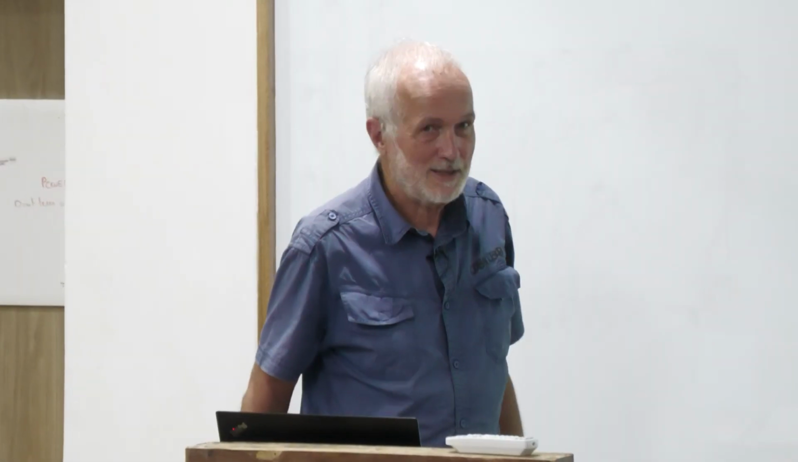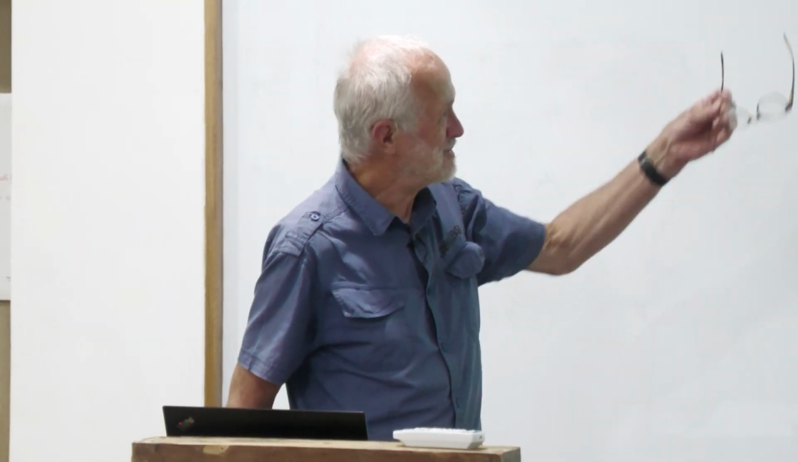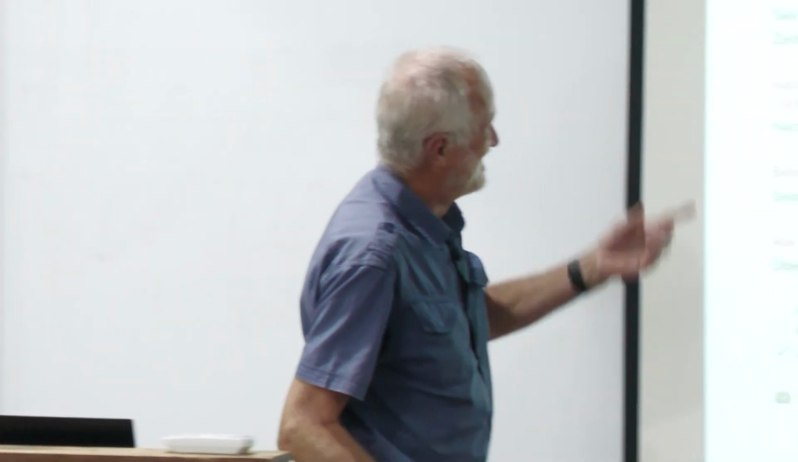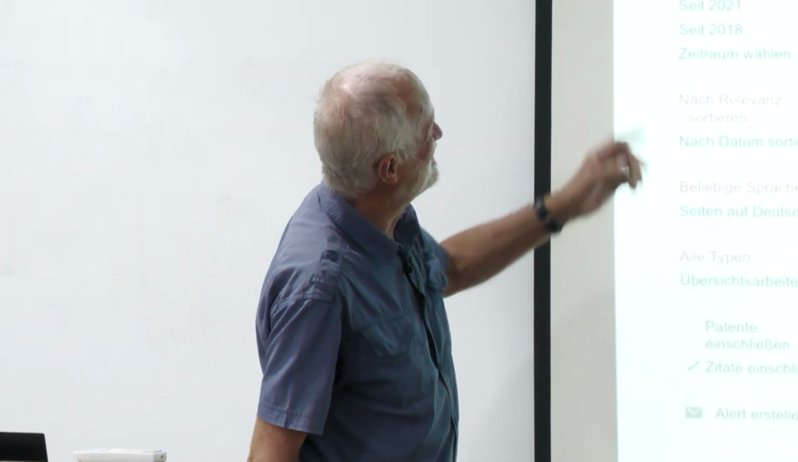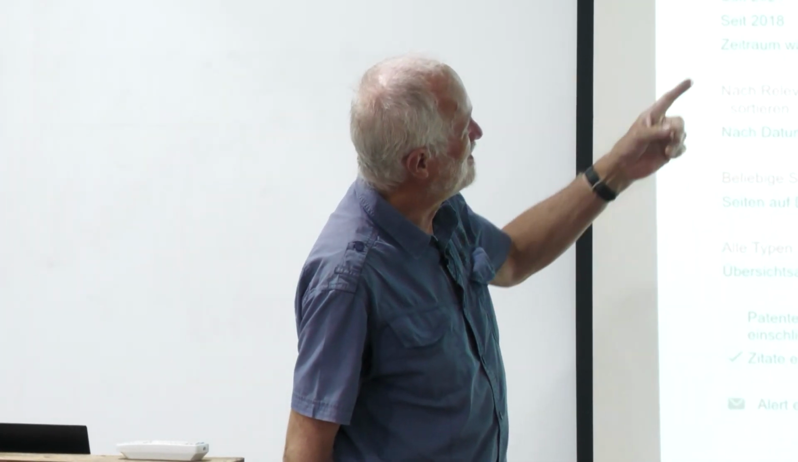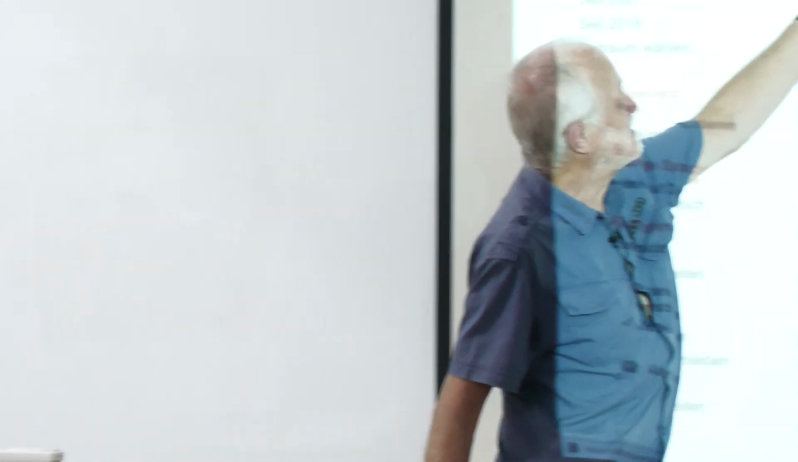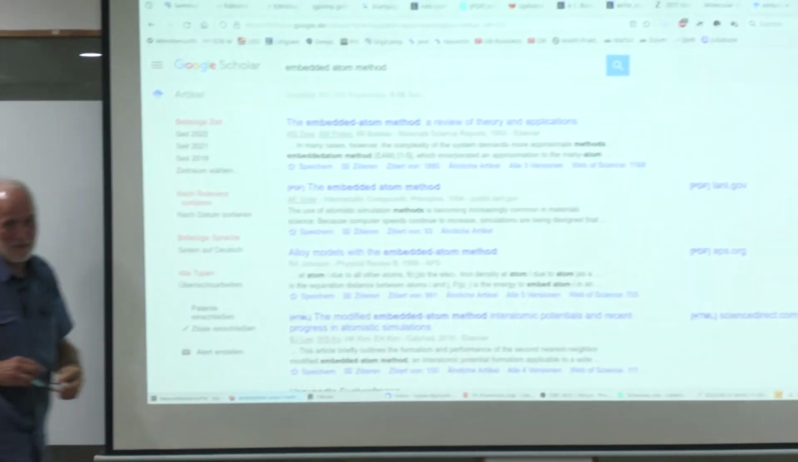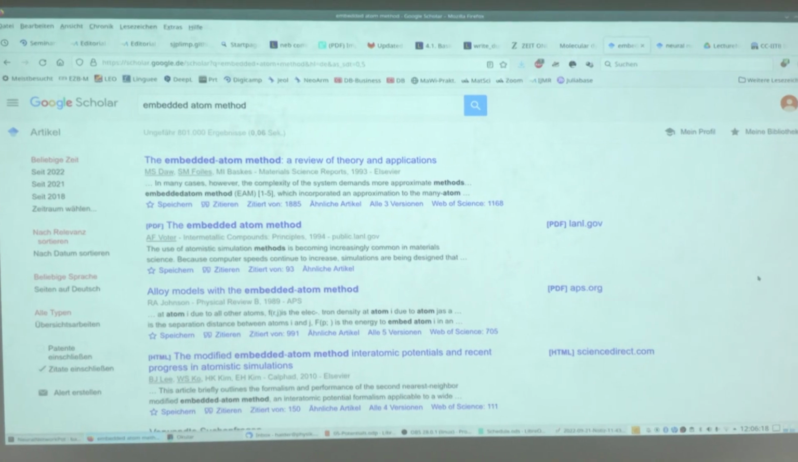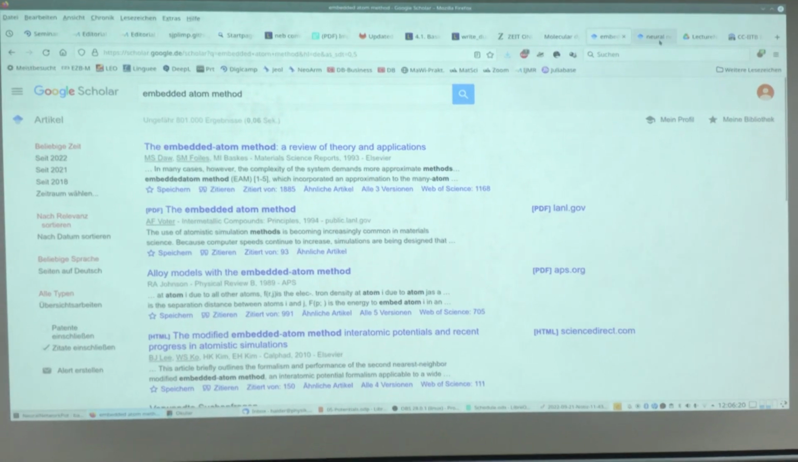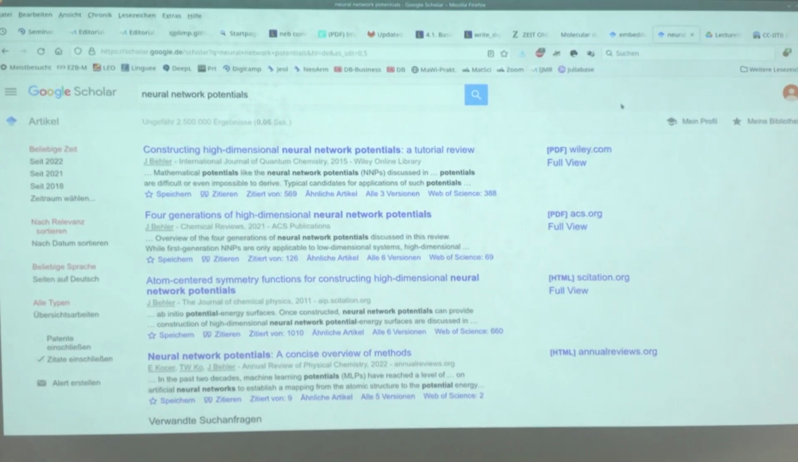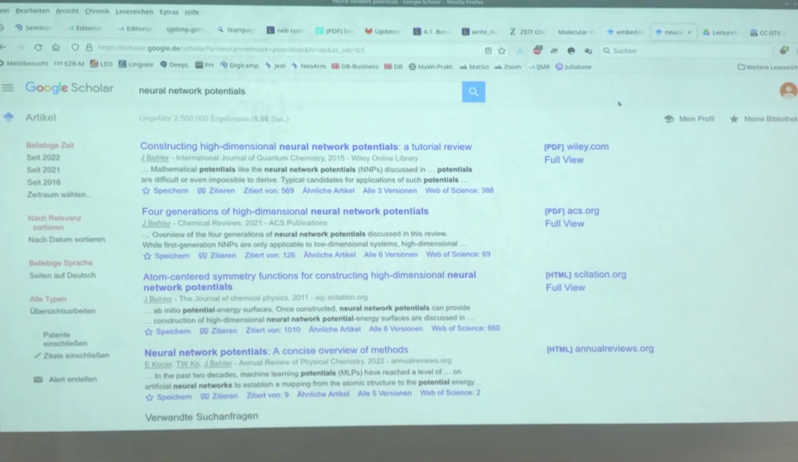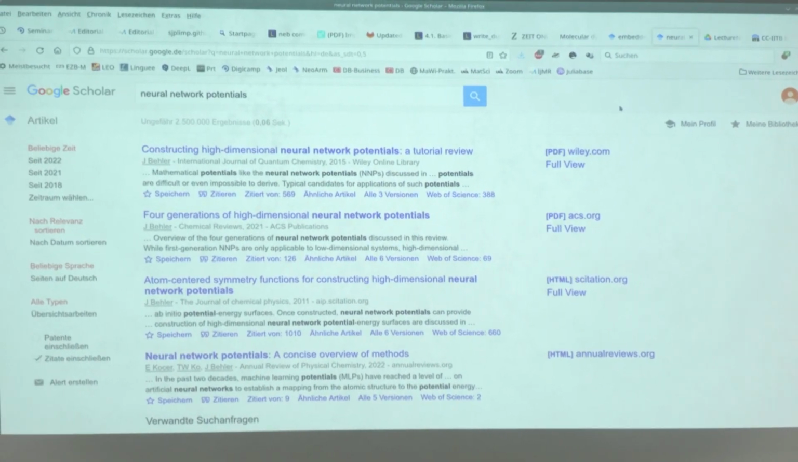The so-called neural network potentials. And just to show you, I checked half an hour ago the references to this term, embedded atom method, which is 800,000. And then I did the same for neural network potentials. You get 2.5 million hits. So apparently it's very fancy at the moment.